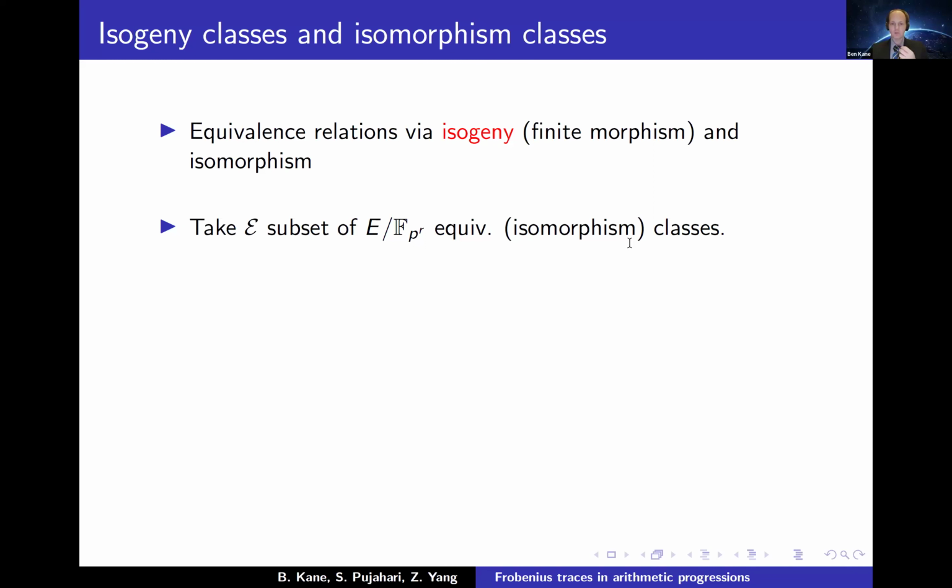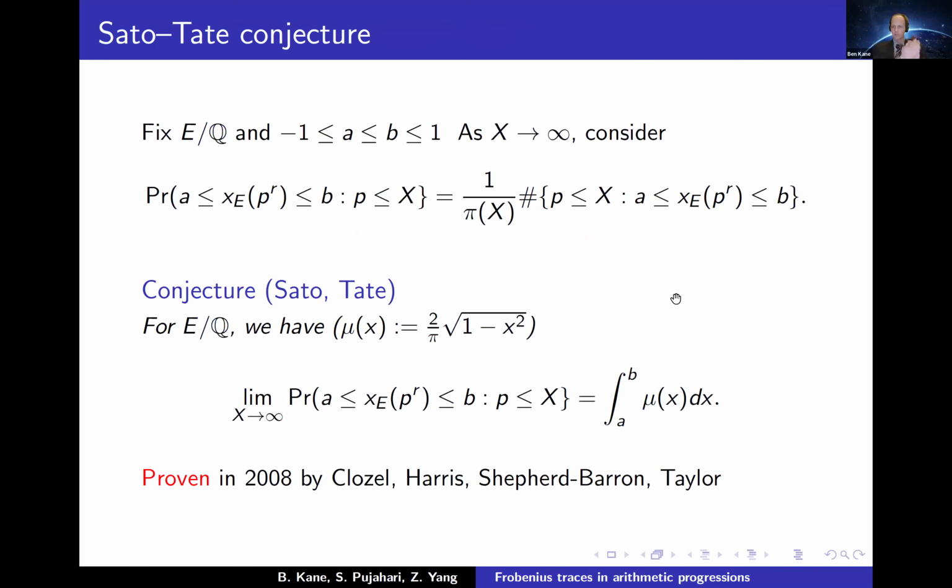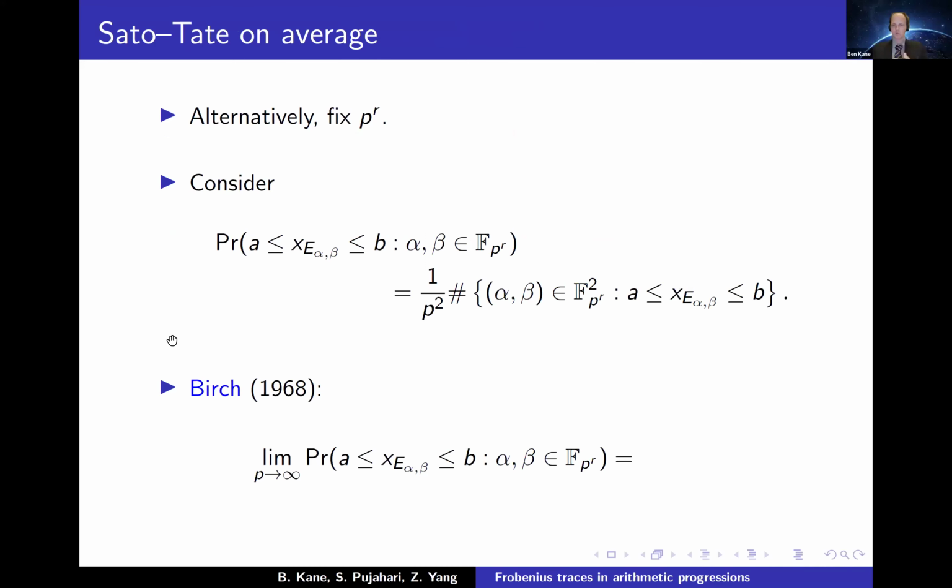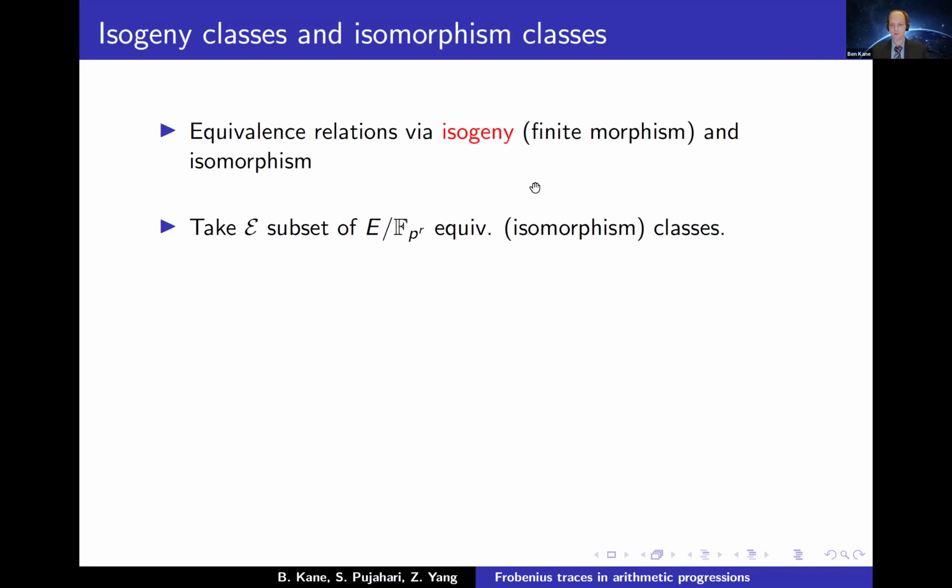And now I'm going to take a subset of the isomorphism classes. So instead of taking what Birch did, Birch took these elliptic curves E sub alpha beta. Instead of taking the E sub alpha beta, I'm going to run across equivalence classes. So I'm not going to do repeats for the equivalence classes, but I'm going to pick only some of the equivalence classes, some of the isomorphism classes. And I'm going to ask the same question.